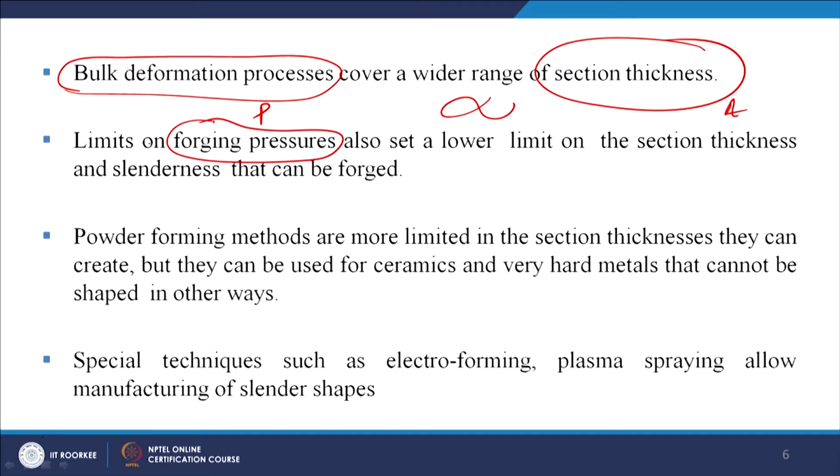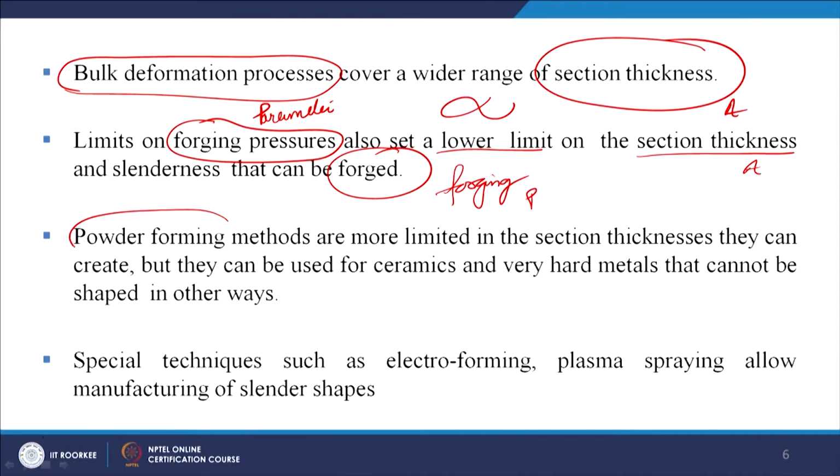So on setting up the lower limit of the section thickness, which is our attribute, in which process? In the process of forging. So this is the process, and forging pressure is a process parameter which influences the section thickness and the slenderness which can be produced by the forging process.